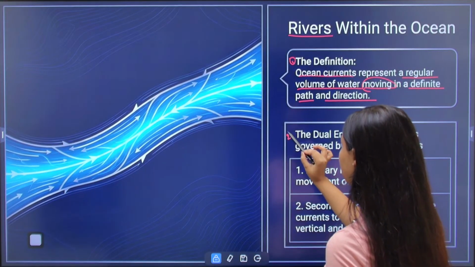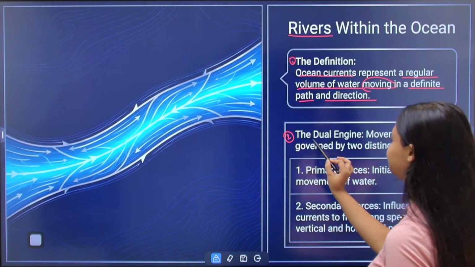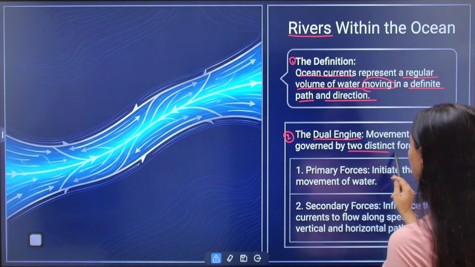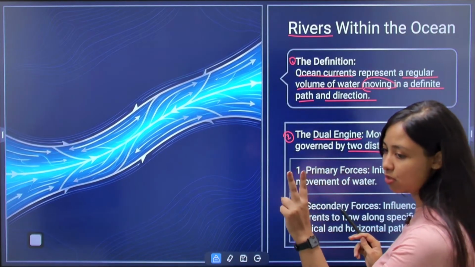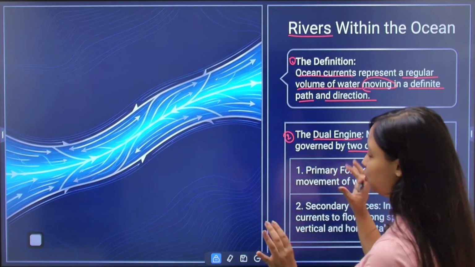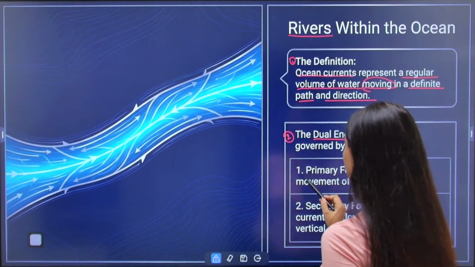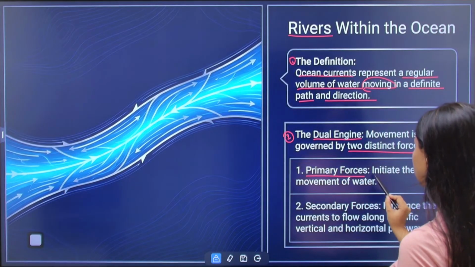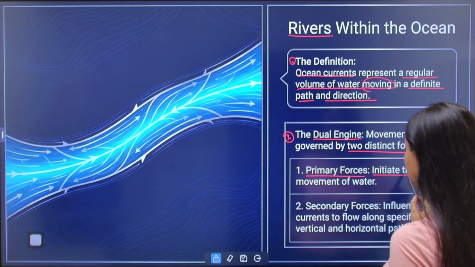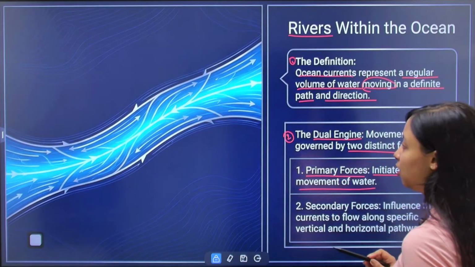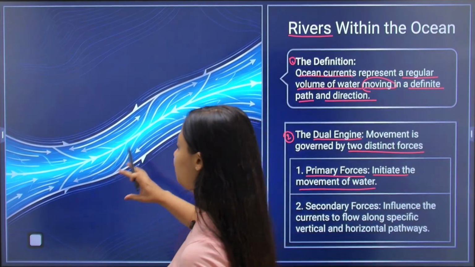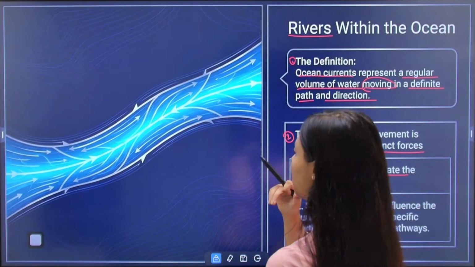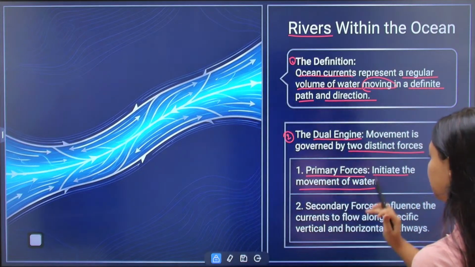Now let us look at the second point here, the dual engine. What is the dual engine here? The movement is governed by two distinct forces. There are two distinct forces responsible for the movement of this ocean water, or ocean currents. The first one, the primary forces. What is the primary force? Primary forces are those that initiate the movement of water. In order for the water to move from one place to another, there has to be some primary forces involved which will cause the origin or initiation of these ocean currents.